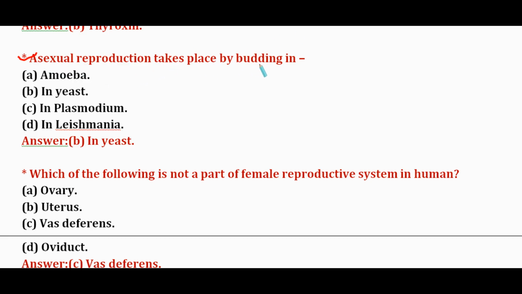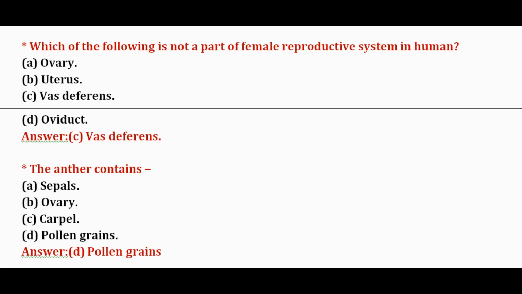Asexual reproduction takes place by budding in amoeba, yeast, plasmodium, leishmania. The correct answer is yeast. The question: which of the following is not a part of the female reproductive system in humans? Ovary, uterus, vas deferens, oviduct. The correct answer is vas deferens. The anther contains sepals, ovary, carpel, pollen grains. The correct answer is pollen grains.